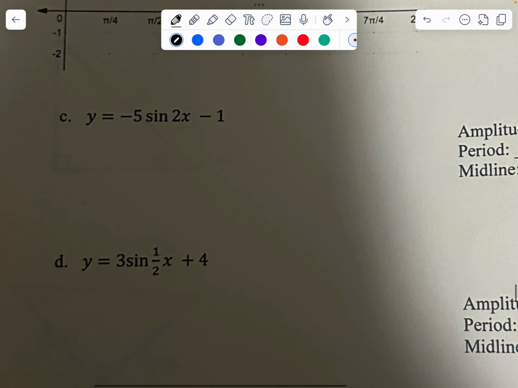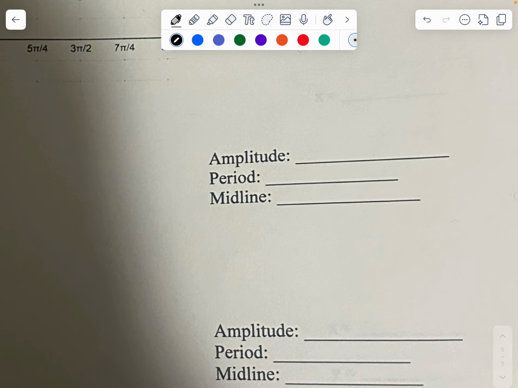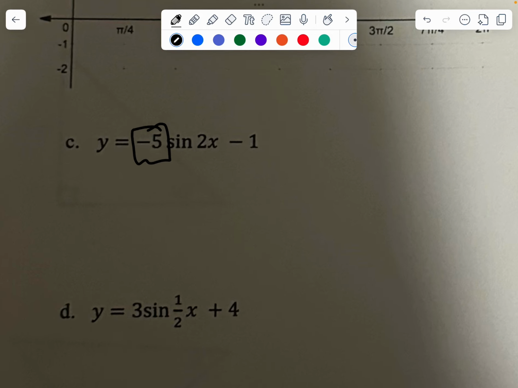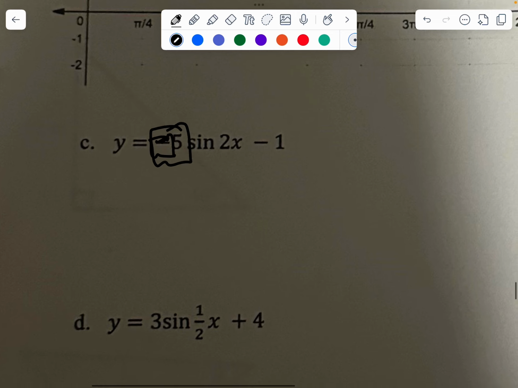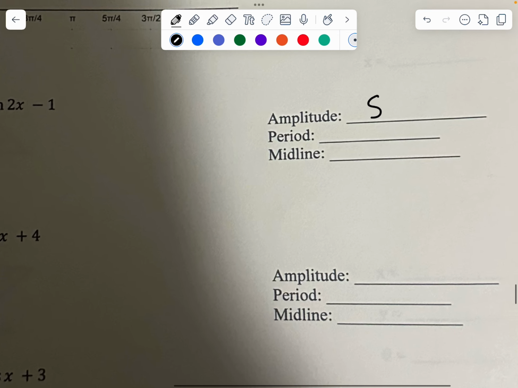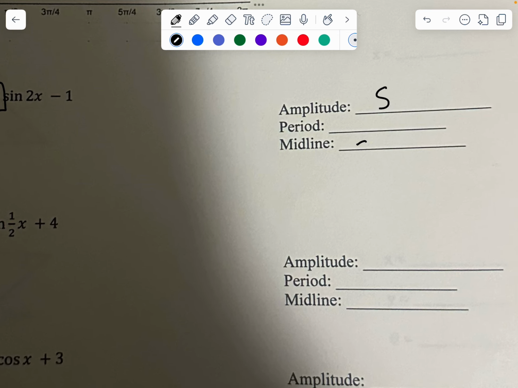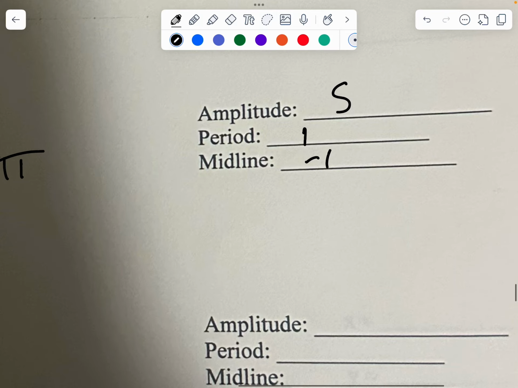Amplitude here is the A value, so it's going to be 5. It's going to be an upside down sine graph because it has the negative, but you don't need to know that unless you're graphing. Midline is -1. And then we'll do 2 pi divided by 2. You get pi. So our period is pi.